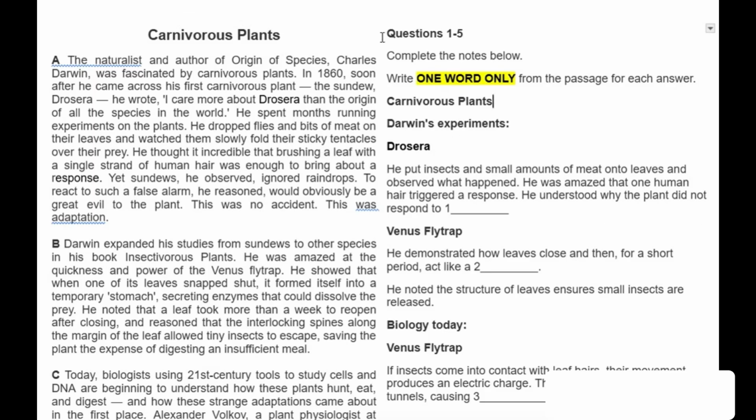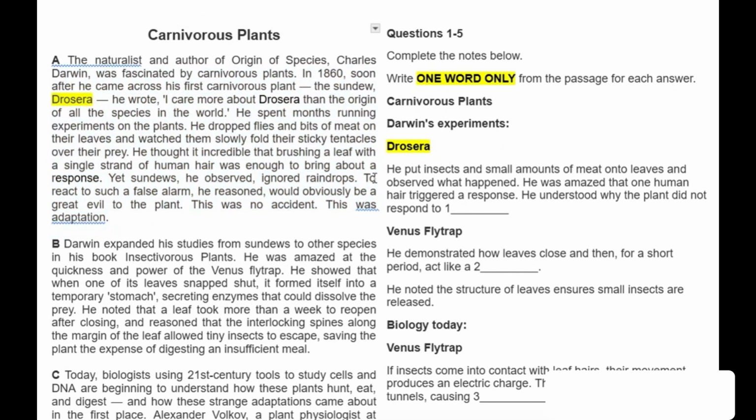So let's start. The first thing you should do is find keywords, starting by reading the title. You should pay attention to this. So: carnivorous plants, Darwin, experiment, Drosera. These are keywords. We should find them in the text about this experiment. In the first statement, we see it's about Drosera, so the answer should be here.